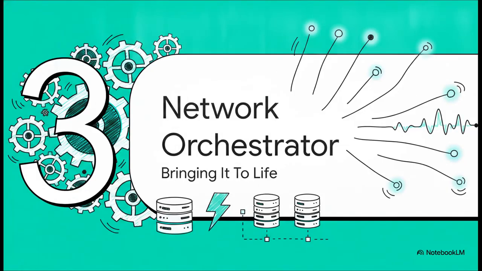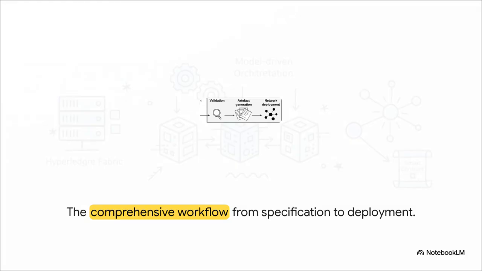Section 3, Fabric Network Orchestrator, bringing it to life. Now we get to the really exciting part, how we actually turn that declarative metamodel into a working network. The execution path for the Fabric Network Orchestrator, or FNO for short, is an operating system agnostic command line tool. And here's the best part. It relies entirely on containerized execution. That means it requires absolutely no external Fabric binary dependencies to run. It bridges the gap directly from your specification straight through to validation, artifact generation, and final network deployment.